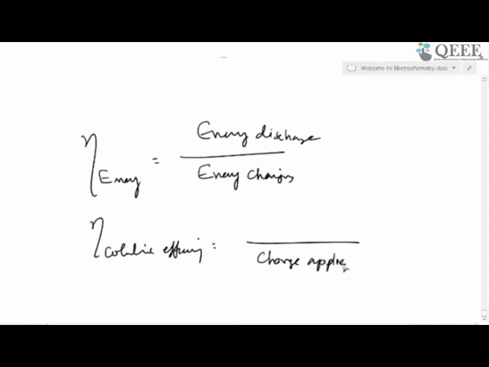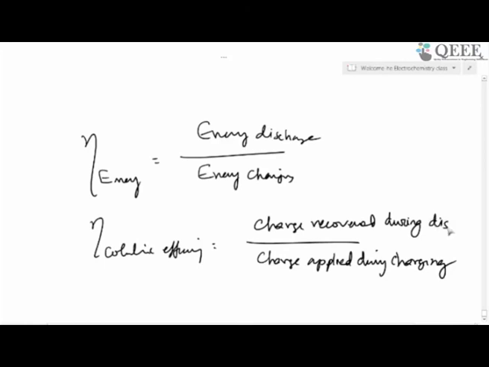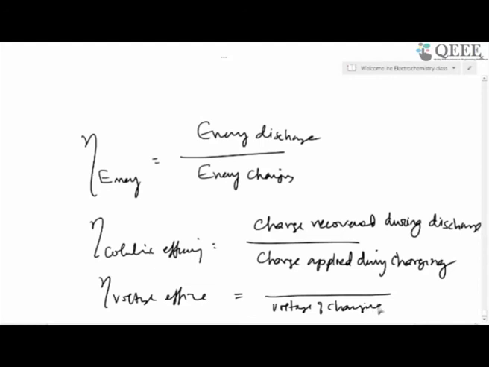applied during charging and charge recovered during discharge. That is charge efficiency, and you may have voltage efficiency. Energy efficiency is a product of voltage efficiency and Coulombic efficiency. If you see voltage efficiency, it is the voltage of charging at a particular current, and at the same current, what is the voltage during discharge.